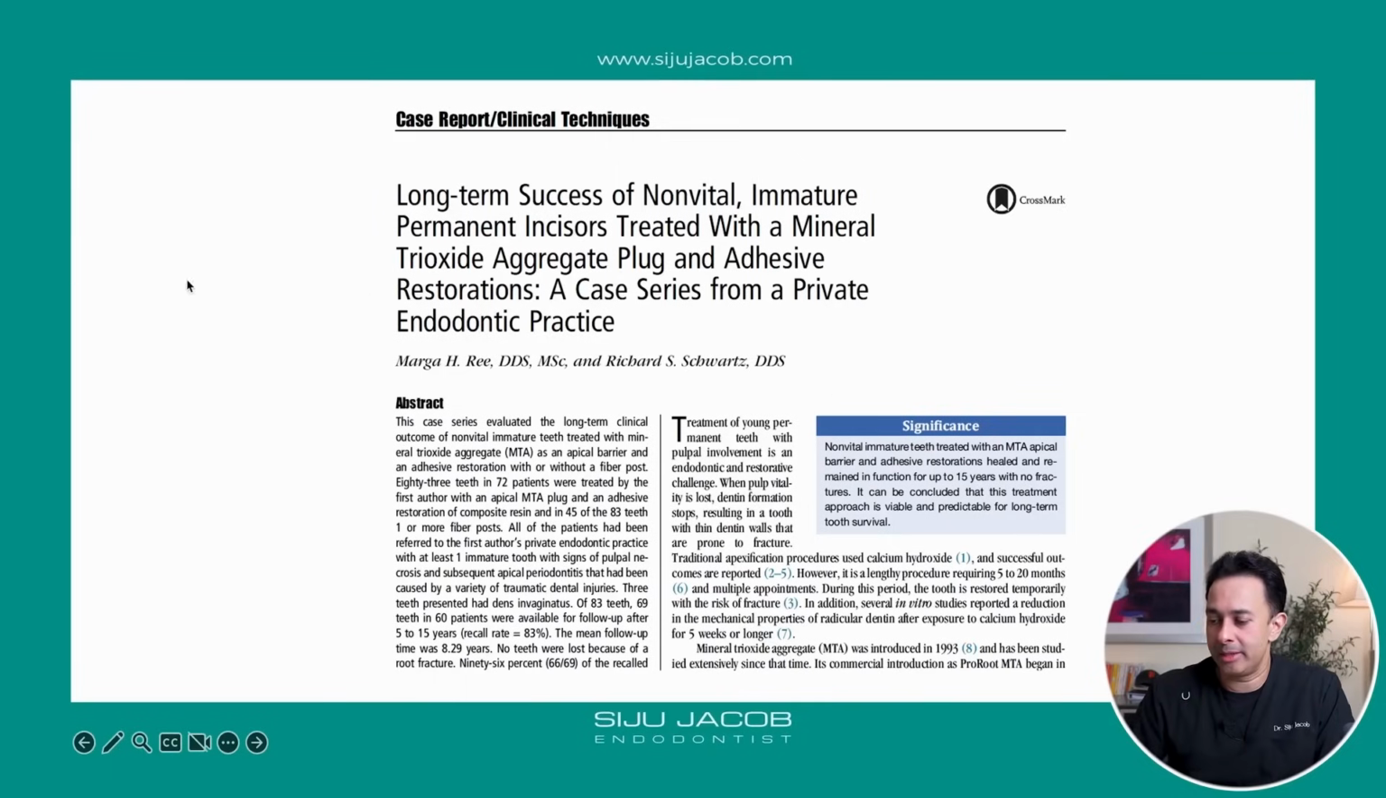So what she has done is she did a lot of revascularization cases and then recall cases for a long period, 10, 15-year-old recalls. And there is this paper that I urge you to read if you get a chance, which Marga has written with Rishwartz, where they actually looked at long-term recalls of different procedures.